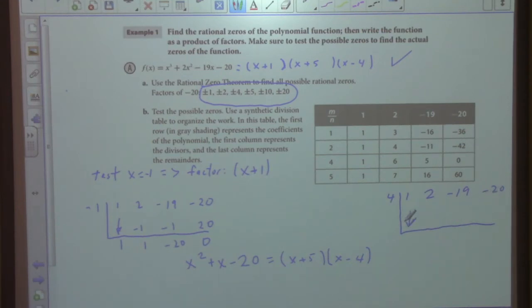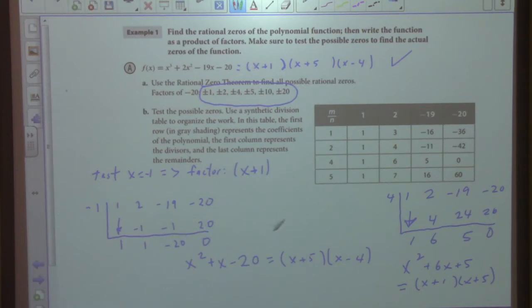Well, we do that, we get 1, 4 times 1 is 4, 6. 6 times 4 is 24. This is going to be 5. 4 times 5 is 20. 0. So now we have x squared plus 6x plus 5. And we could factor this to be x plus 1, x plus 5. Right? Which we have that.